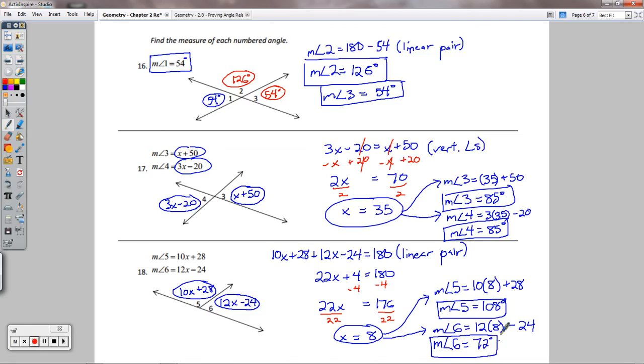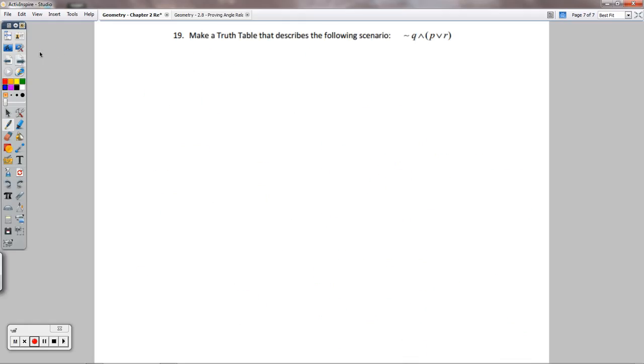And if I take this one and this one, add them together, I should get 180. I do. That makes sense though because I have a linear pair there. So that's what I started with. Plugging x back into the initial equation up here would give me a true statement. Now it's time to finish it up with the big daddy, the truth table.